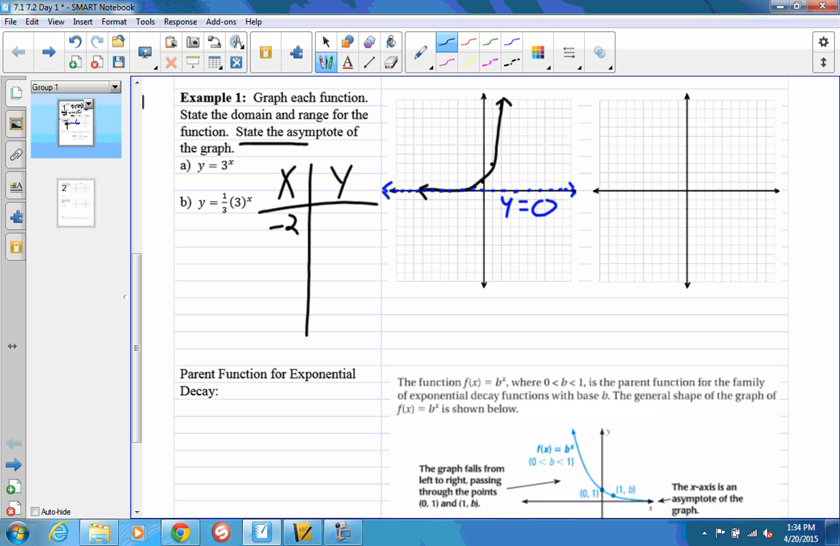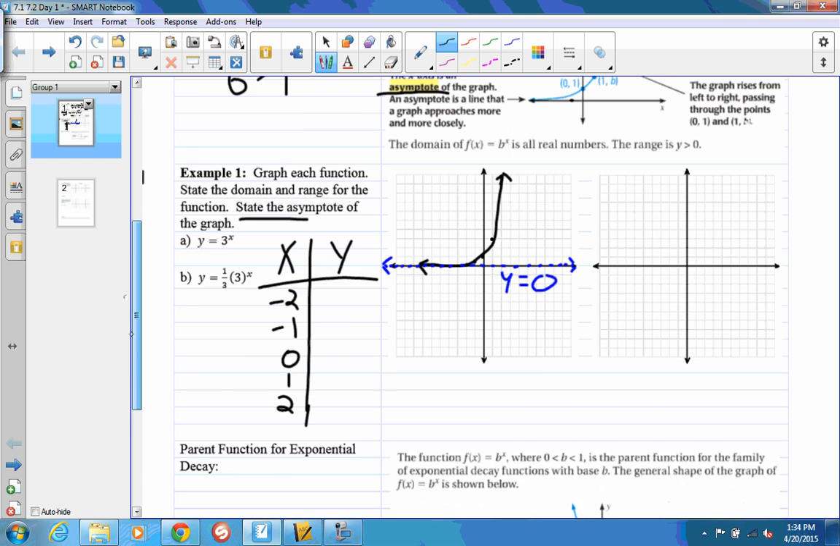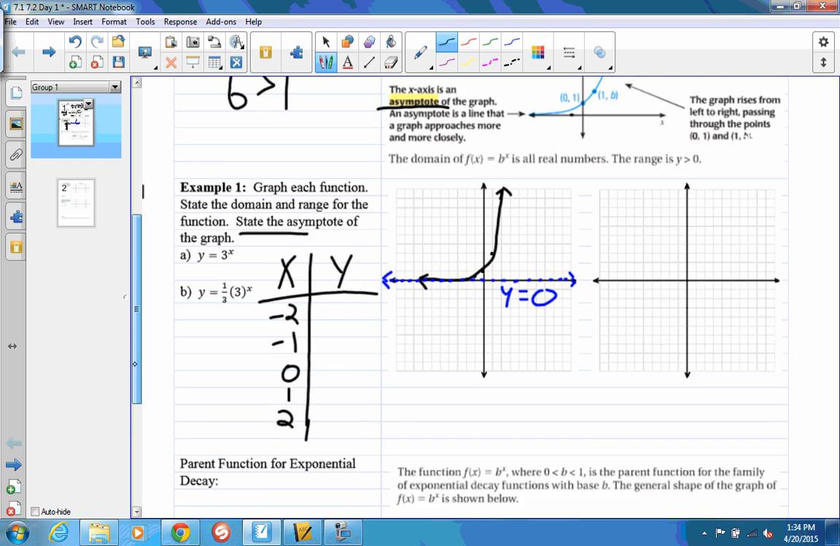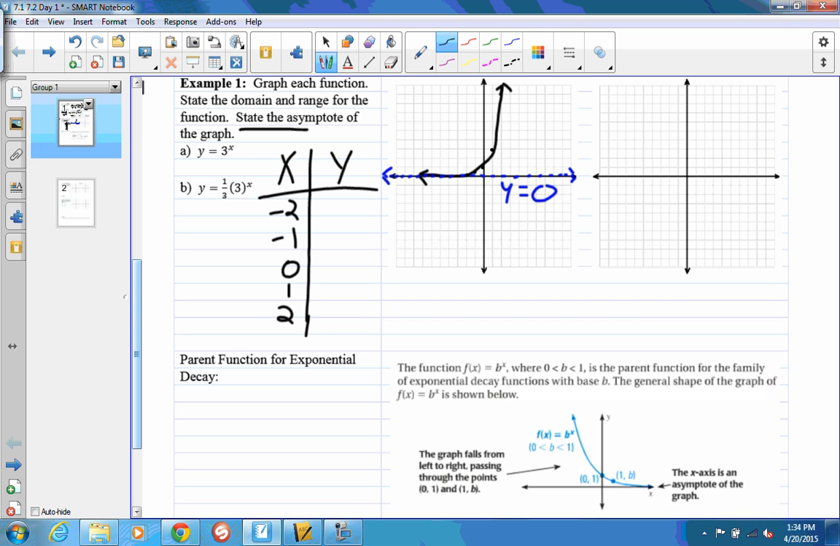I'm going to plug in the same numbers, -2, -1, 0, 1, and 2. Notice here, what did I say my b value had to be in order to have exponential growth? Had to be greater than 1, right? B greater than 1. On b, is b greater than 1? Yeah, it still is. I know it's being multiplied by that 1/3, but it's getting that after it's raised to an exponent. So that value 3, b, up to the x is still greater than 1. Okay. So let's plug in.